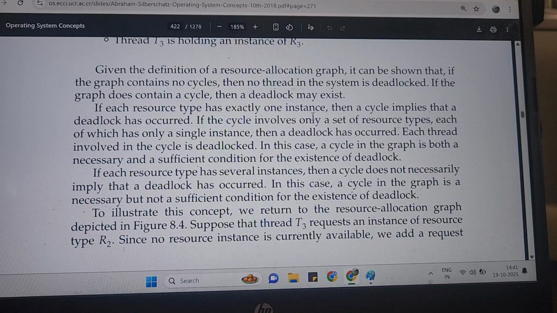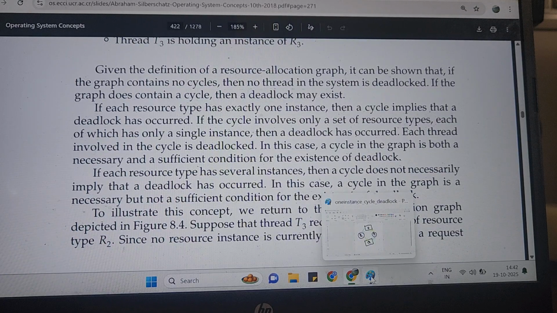You cannot blindly come to the conclusion that cycle means deadlock. Why? Because if there is a cycle and you have only one instance of each resource type, then you can 100% say there is a deadlock. If you have multiple instances, then there might not necessarily be a deadlock. It could just be that one instance has been allocated to a process and another process is waiting for another instance. So the graph will still look circular. I'll show you examples, but it will not be a deadlock situation.